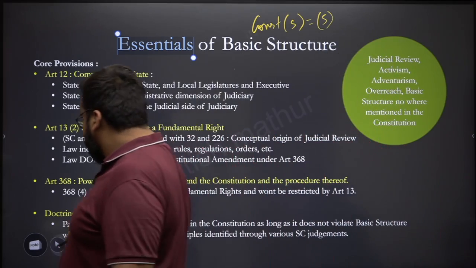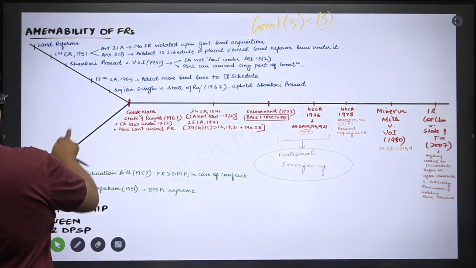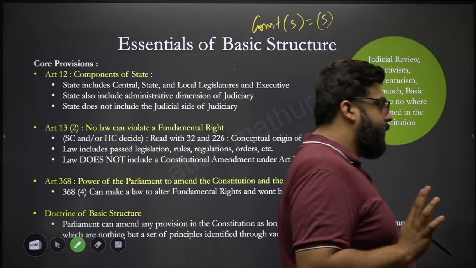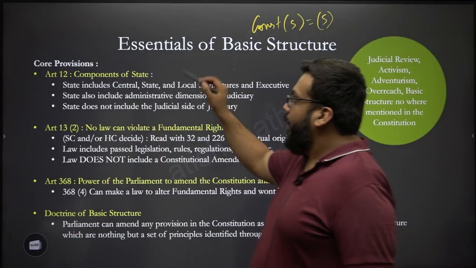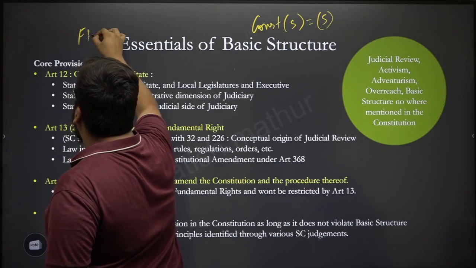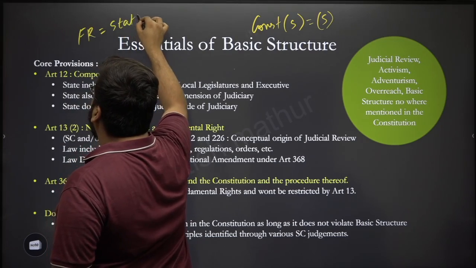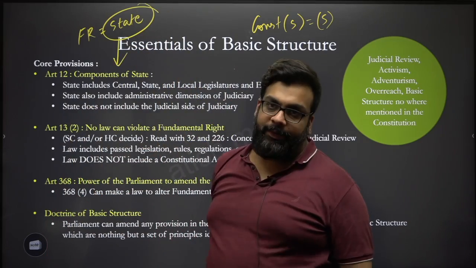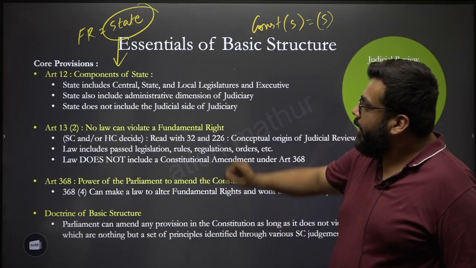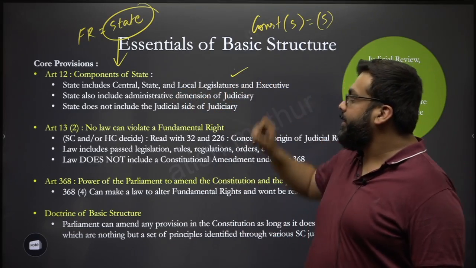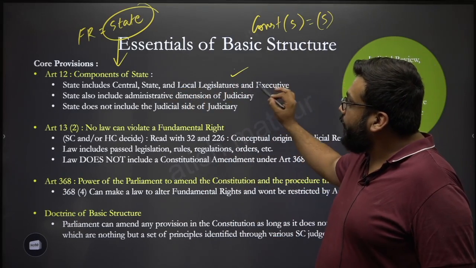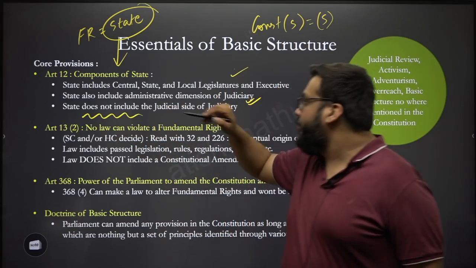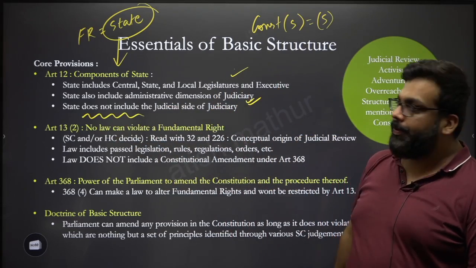Now, let's understand this a little more clearly, right? Now, when we look at basic structure, first things first, let's look at the core articles involved. Article 12. Fundamental rights are enforceable against the state. This is mentioned in Article 13 clause 2. We've discussed this before. What is a state is actually mentioned in Article 12. Very clearly, state includes central, state and local legislatures and executive. It also includes the administrative dimension of the judiciary, but it does not include the judicial side of the judiciary. Let me explain this to you.